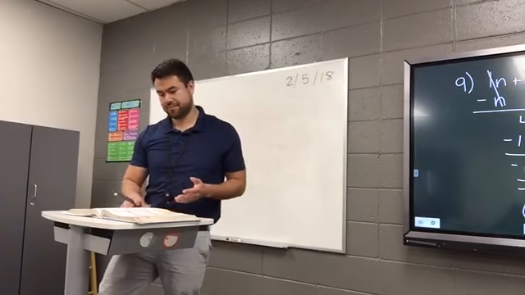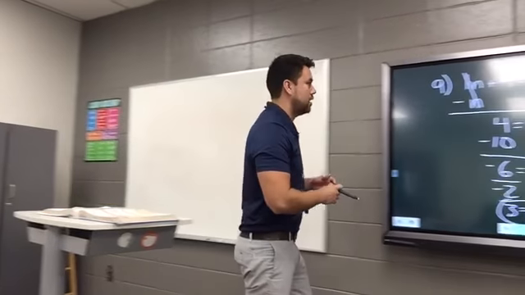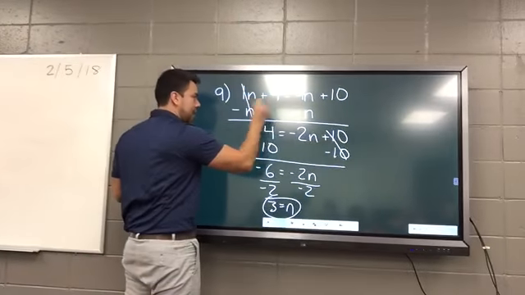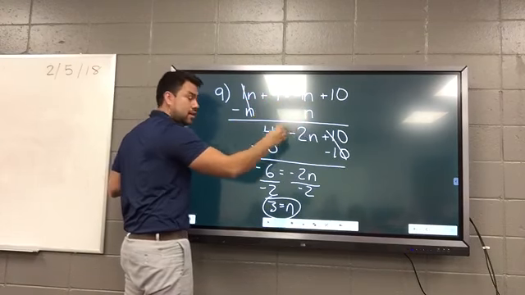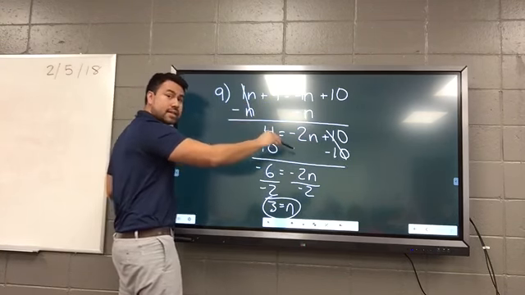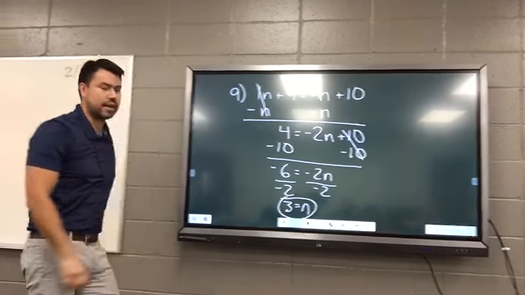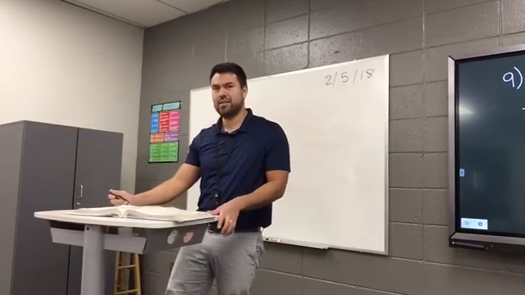Yes? I added n to both sides. Yep, because you added n to both sides, it canceled here. You got 2n plus 4 equals 10. Subtracted 4 from both sides: 2n equals 6. Divide both sides by 2, you get n equals 3. Negative 3, right? No, positive 3.